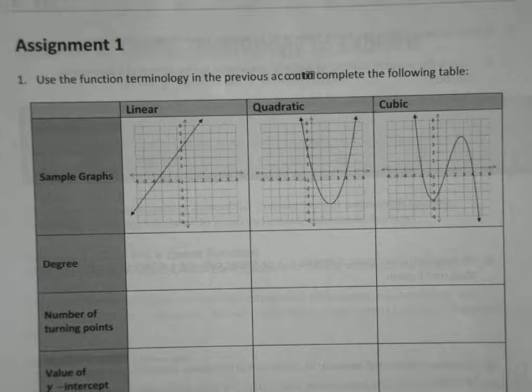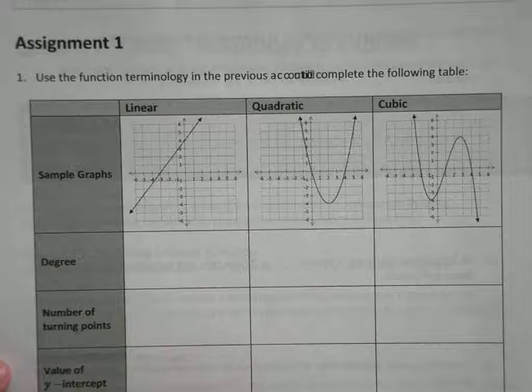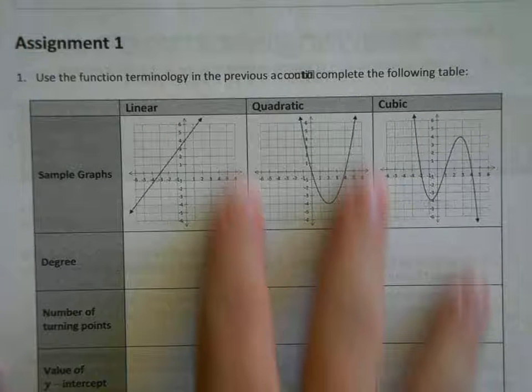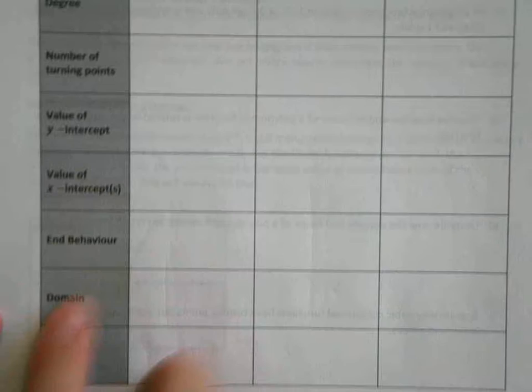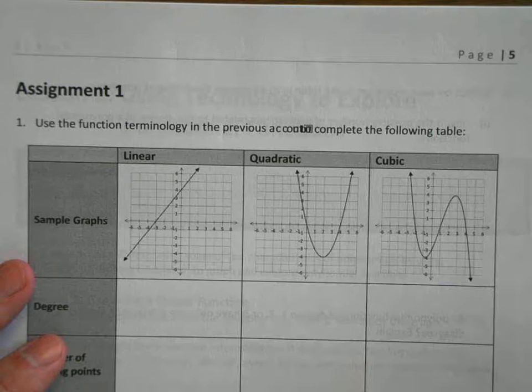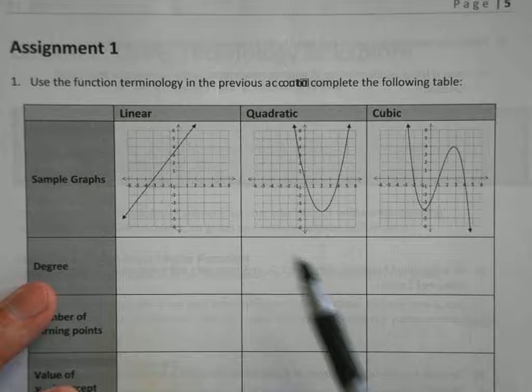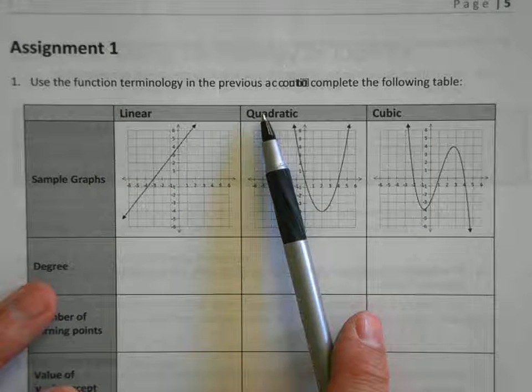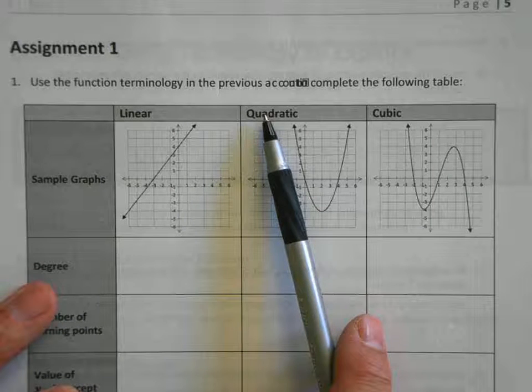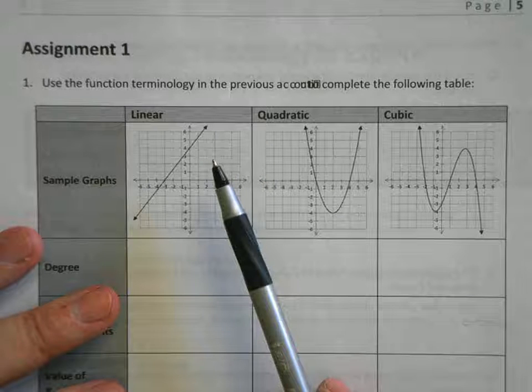of the unit, okay? I'm going to do this one with you together because we haven't had practice on this stuff. Okay, we have had practice on domain and range, which is down here. But that's it. Okay, so we're going to do this one together. So here we go. It says use the function terminology in the previous section to complete the following table.